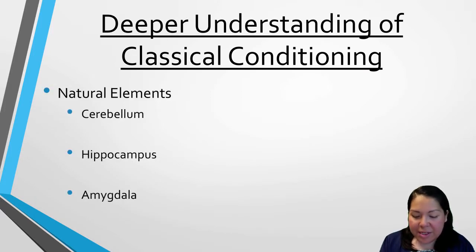So brain structures that are heavily involved in the conditioning process include the cerebellum, the hippocampus, and the amygdala. The cerebellum is critical for both delay and trace conditioning. The hippocampus is important for trace conditioning, where there's a small interval of time between the presentation of the unconditioned stimulus and the conditioned stimulus.